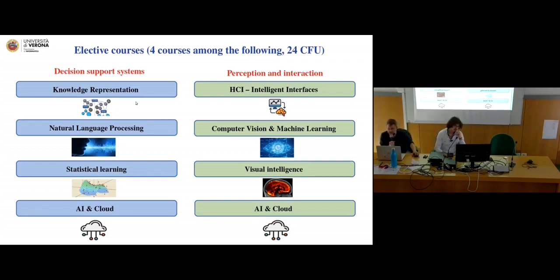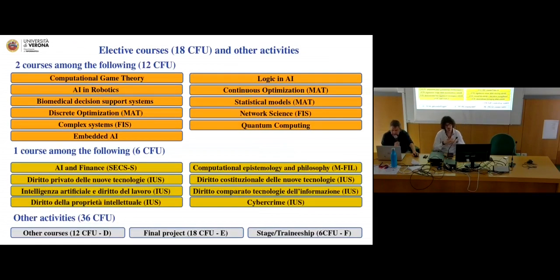These are just suggested because students are also allowed to mix some courses of the 2 paths. So there is a lot of freedom in this degree. What we would like to do is to allow a strong personalization of the course if the student wants to personalize it because he or she has specific interests. Then there are other 2 courses to be selected among these 11.